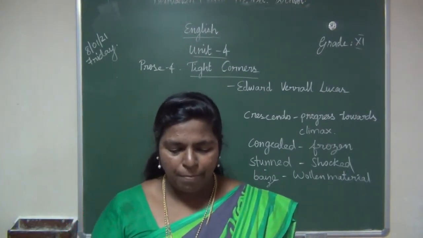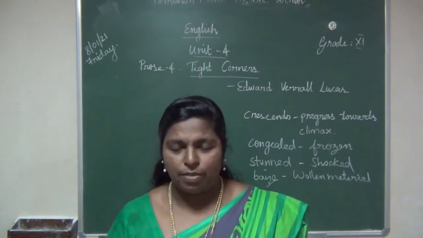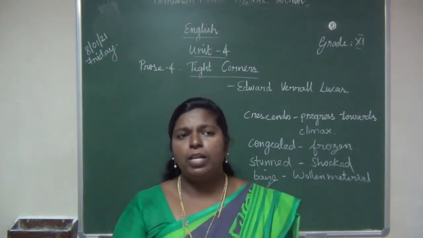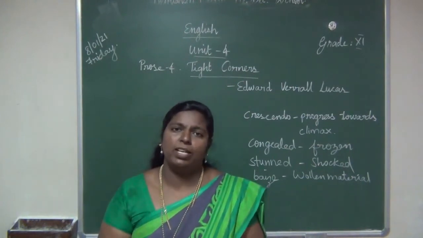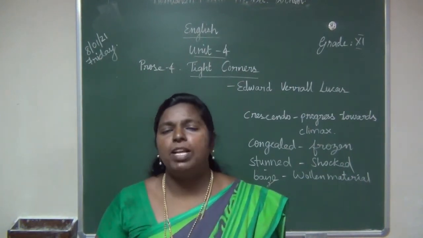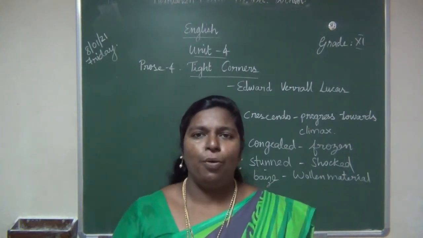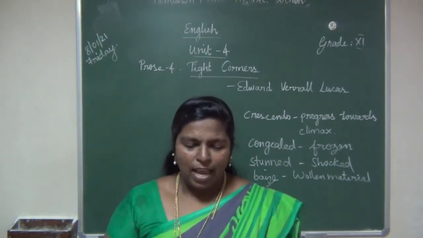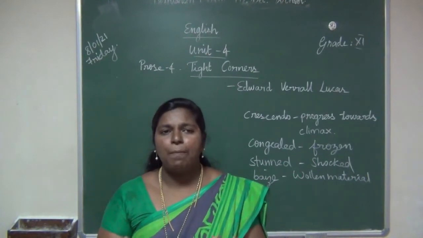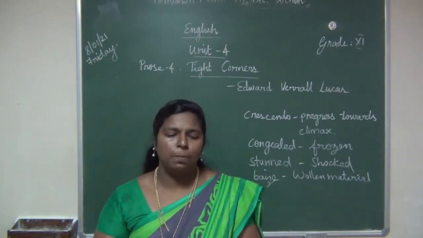"I could have embraced him." Embraced means holding someone very happily. If somebody comes to help you, you will happily hold them, right? Like that, E.V. Lucas feels like holding the person, but he is not ready to do that, "and wept for joy." So very happily he wanted to hold the person.